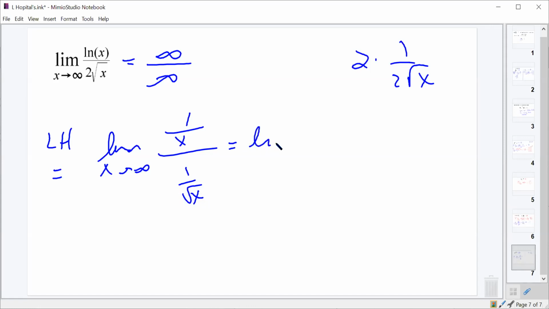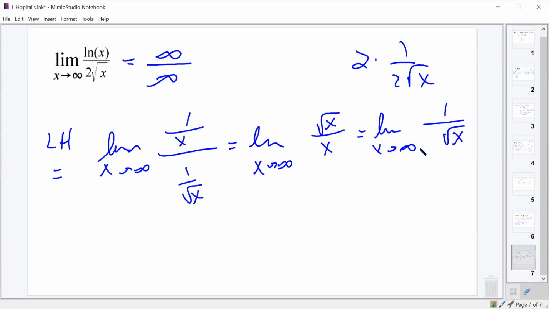This just becomes the limit as x approaches infinity of, if I flip that root x up, it's root x over x. Well, what's that the same as? 1 over root x. And as x goes to infinity, 1 over root x becomes 1 over infinity, which is 0. Everybody good with that or no? Yeah. All right.